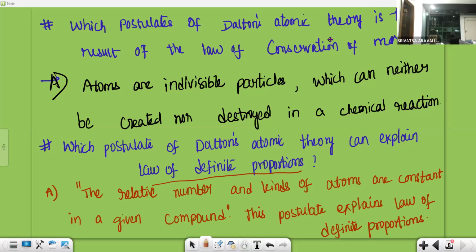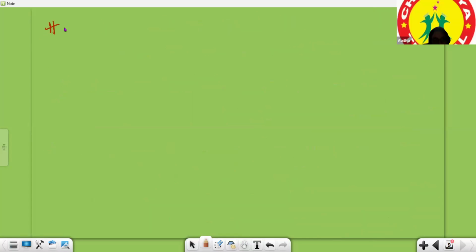Okay. So again I'll read which postulate of Dalton's atomic theory is the result of the law of conservation of mass. Atoms are indivisible particles which can neither be created nor destroyed in a chemical reaction. Clear? Okay, last question of this class.